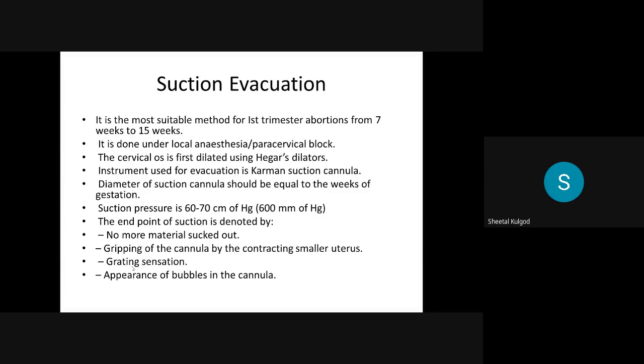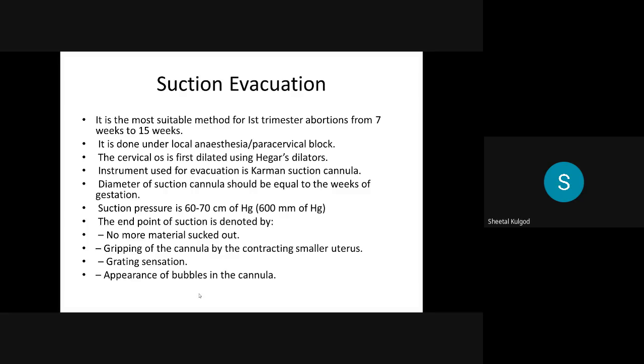Second, gripping of the cannula can be felt by the person doing the procedure, as the uterus contracts and becomes smaller. Third, a grating sensation is felt along the walls of the uterus. That's a typical sensation which one can feel with experience. The grating sensation shows that there are no more soft, friable products along the uterine walls, and what we are feeling is just the normal endometrium and the normal uterine wall.